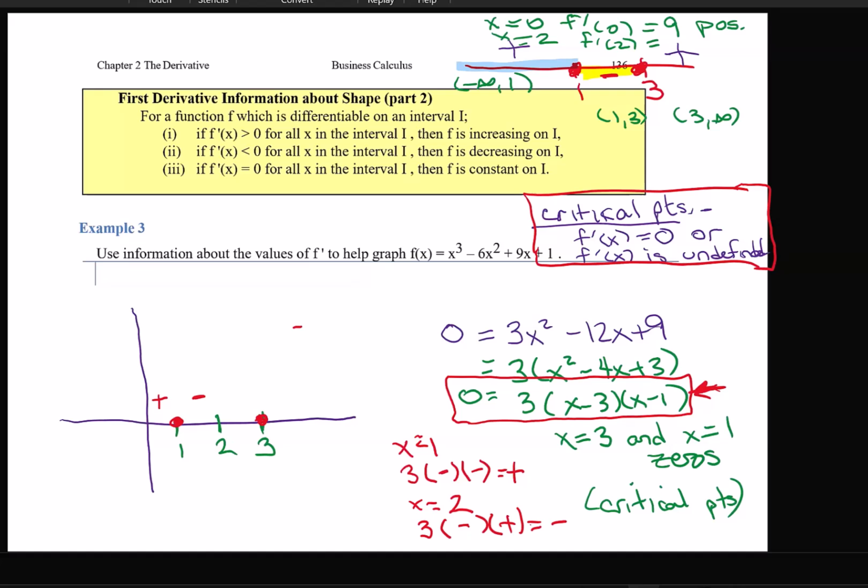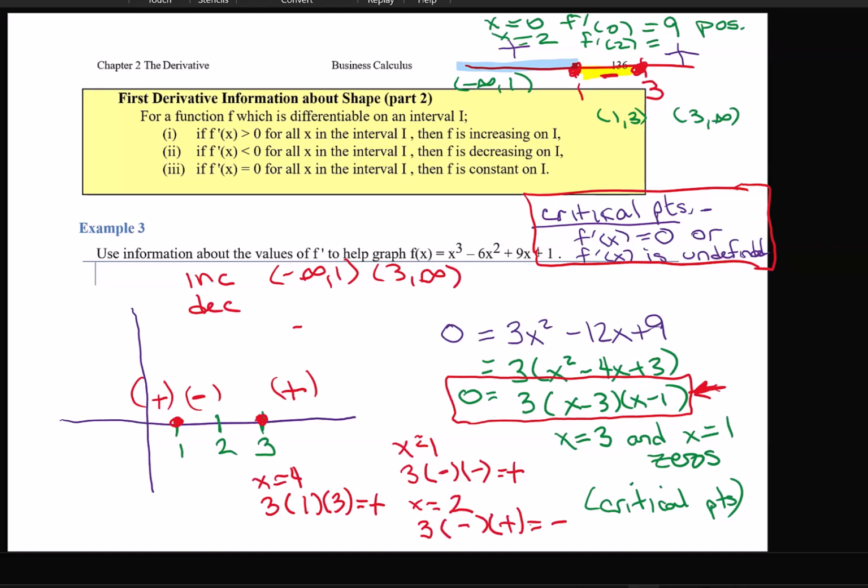And then when x is 4, I can say I have 3 times 4 minus 3, which is 1, times 4 minus 1, which is 3, which is a positive value. So I know this interval is positive. Now I know it is increasing from negative infinity to 1 and from 3 to positive infinity, and it's decreasing from 1 to 3.